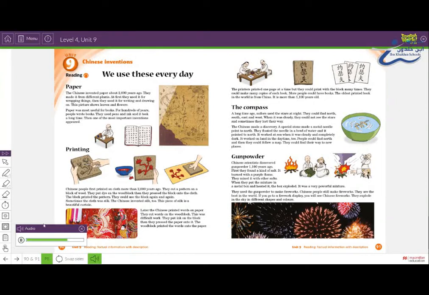It worked at sea when it was cloudy and completely dark. It worked on land in the daytime, too. People could find north, and then they could follow a map. They could find their way to new places.